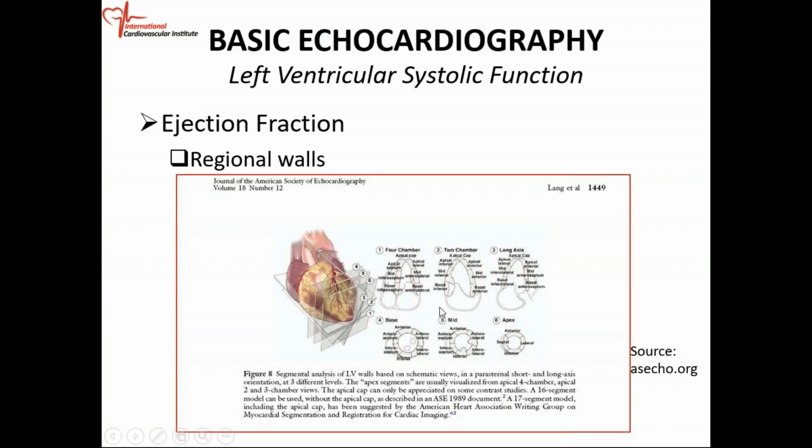For your two chamber view, the anterior wall is there. This is the inferior wall. So for the anterior wall, you have basal anterior wall, mid anterior wall, apical anterior wall. For the inferior wall, basal, mid, and apical. And they also use the apical three chamber view. So this is your anterior septum, and this is your inferior lateral wall. Anterior septum, inferior lateral. And you divide it the same way: basal, mid, apical.